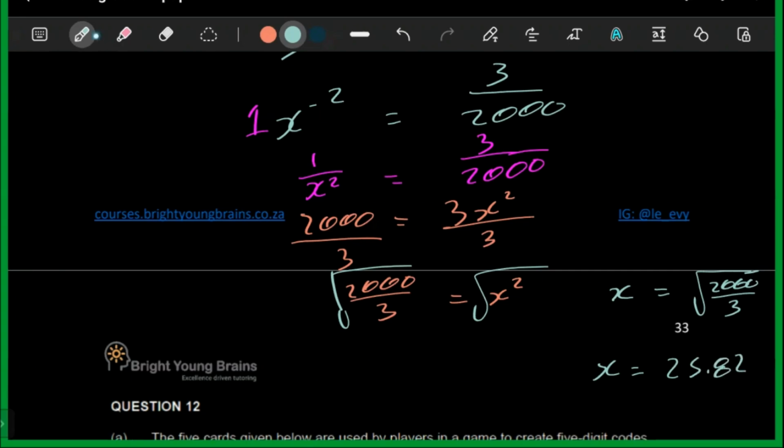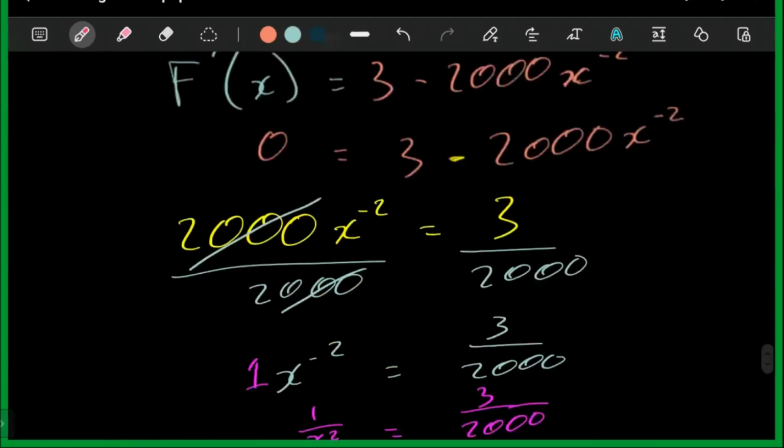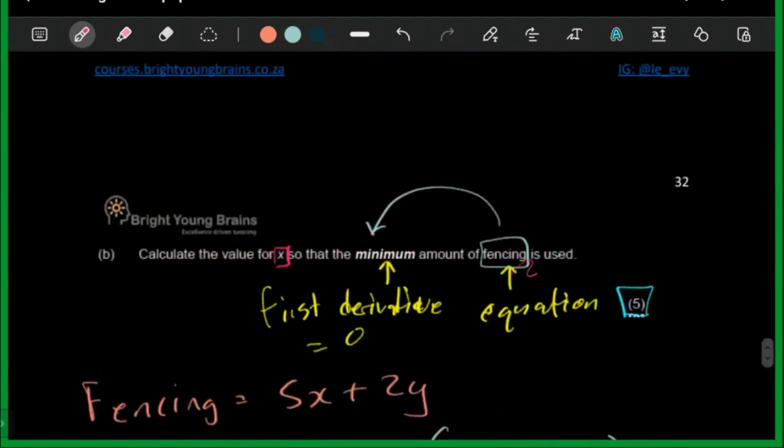And this is the nature of these kinds of questions. You need the equation of whatever they're talking about. Once you get that equation, you need to make sure it has a single variable. And then you have to differentiate that equation. You make it equal to 0, you get whatever they're asking for.